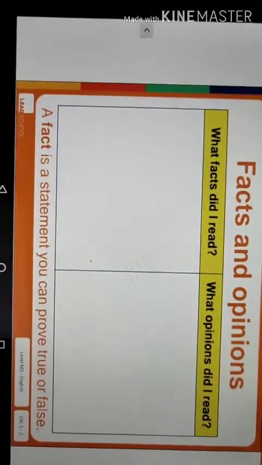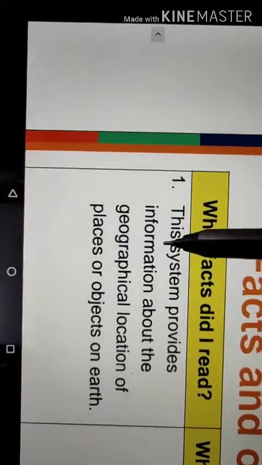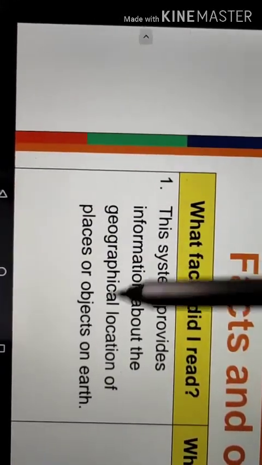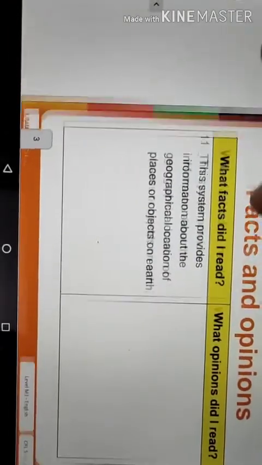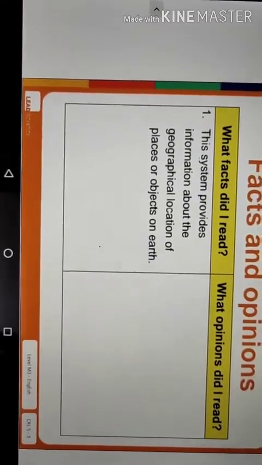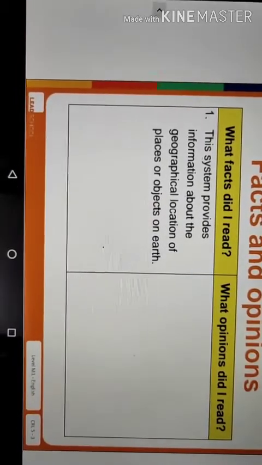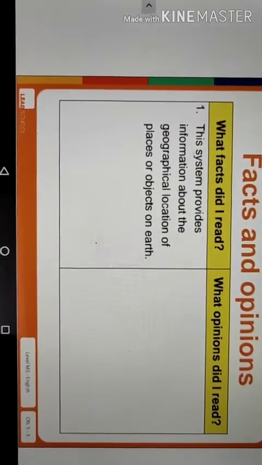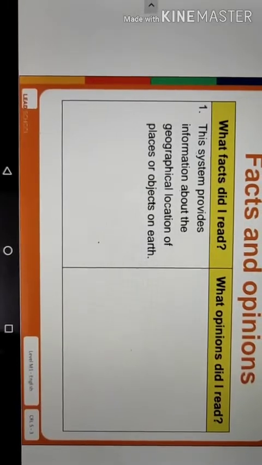So, what fact have we read in the story? It is: this system provides information about the geographical location of places or objects on earth. Here we are talking about GPS, and we know that it is a fact. If I have to go from Bilaspur to Rudrapur and I don't know the route, with the help of GPS I can easily see the route and move. So this is a fact.